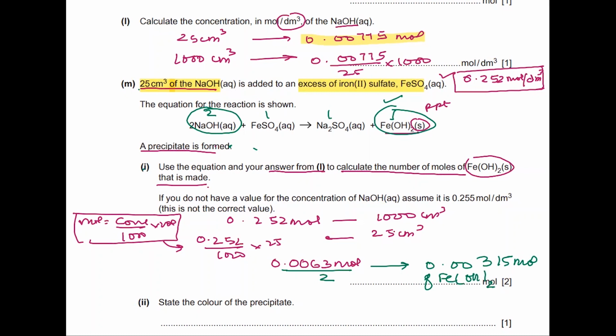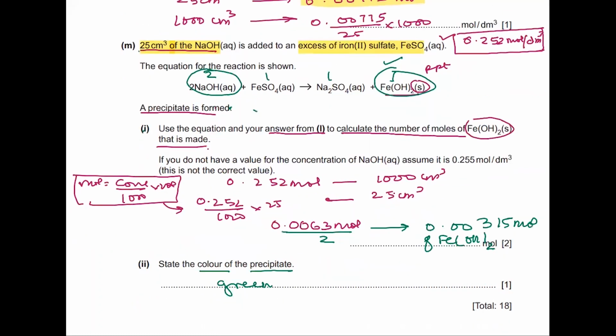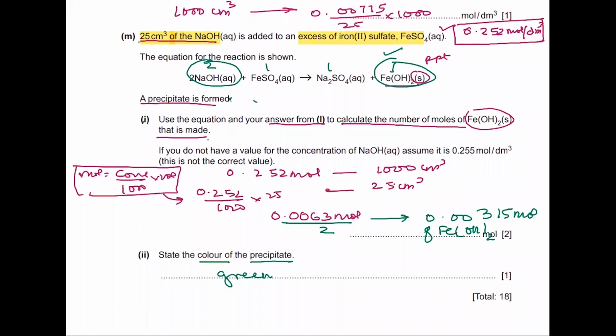Now we already know that for iron 2 hydroxide, they're asking you the color of this precipitate. This is going to be green in color, right? Let's see what else they have. And that is the end of the question. This question was for 18 marks. I hope it is clear.